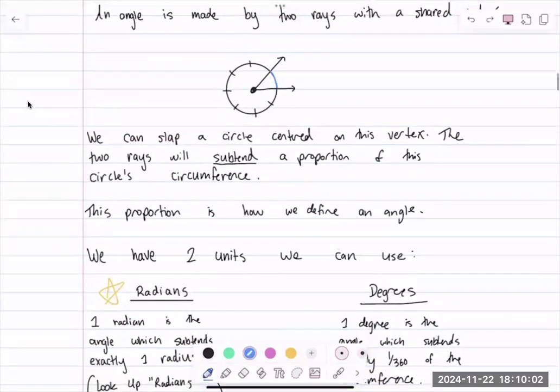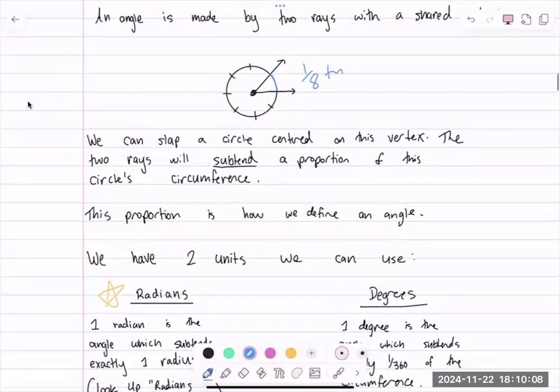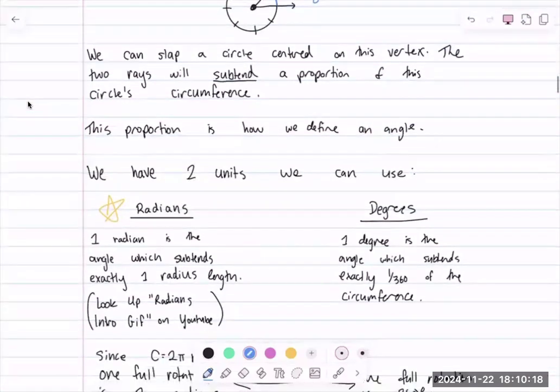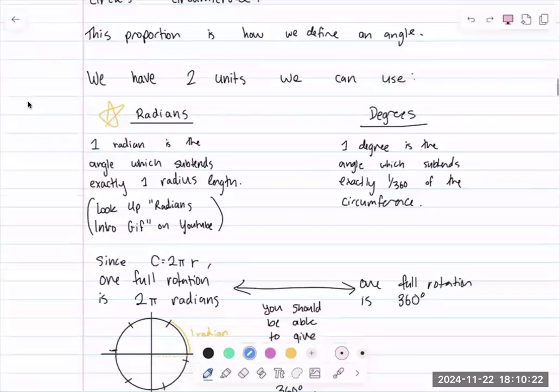So in this case, it's traced out like an eighth of the circumference, right? Since we can fit 8 of them around here. This proportion is how we define an angle. We have two units that we can use, and both of them sort of give us a measure, right? So radians, which is the most important one, you should really think about these and really know these well.